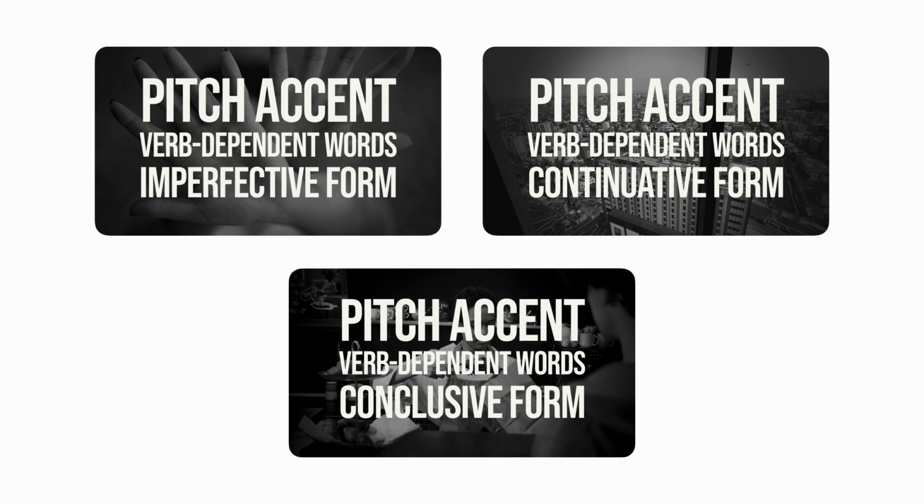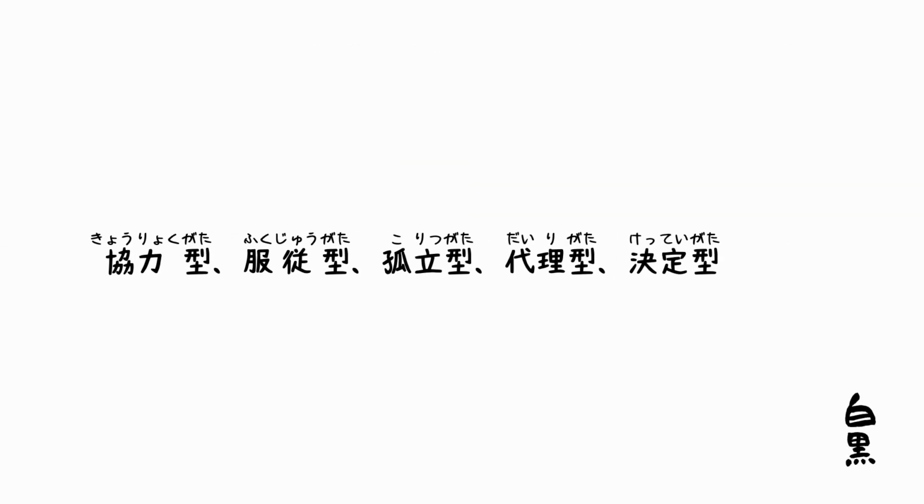I previously categorized verb-dependent words into 5 types based on how they interact with conjugated forms of verbs in terms of pitch accent. And in previous videos, each of them has appeared at least once. Just like the previous episode on the shushike, today's rentai ke will also involve these 2 types. Let's look at them one by one.